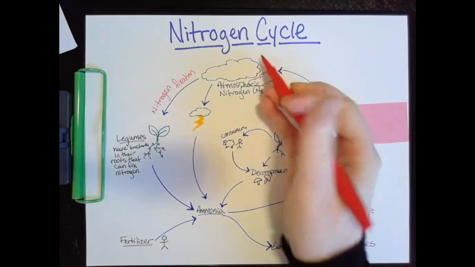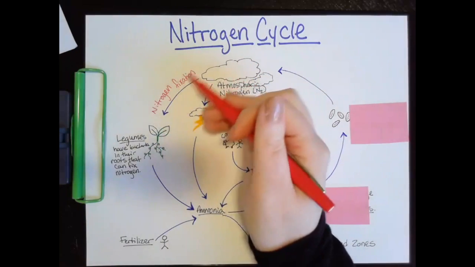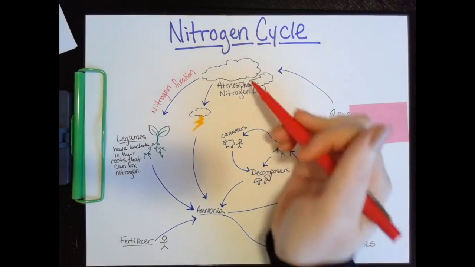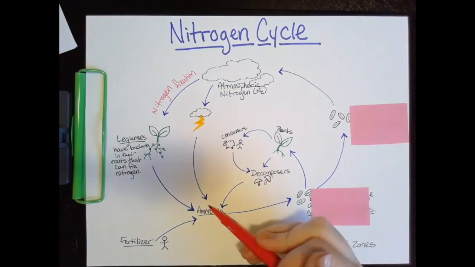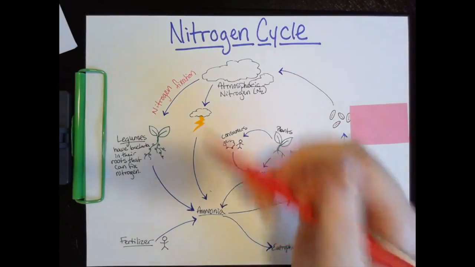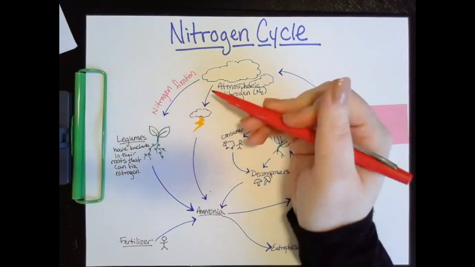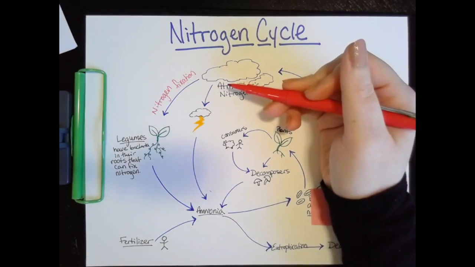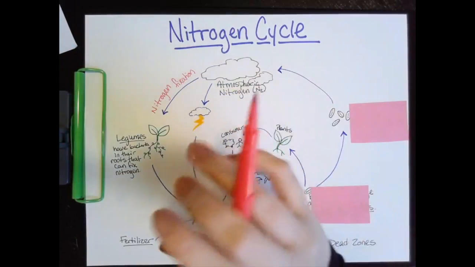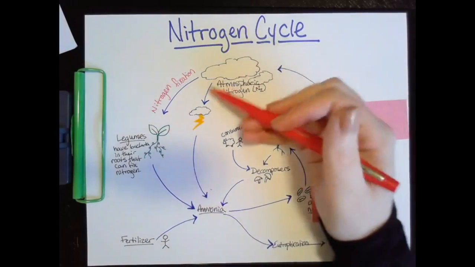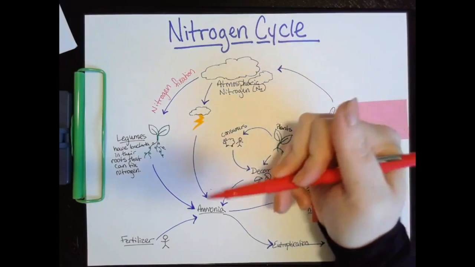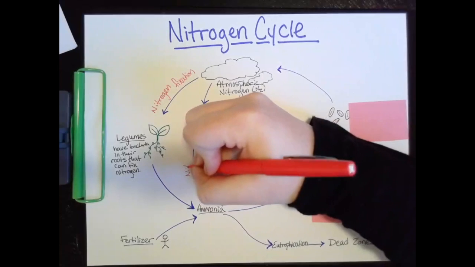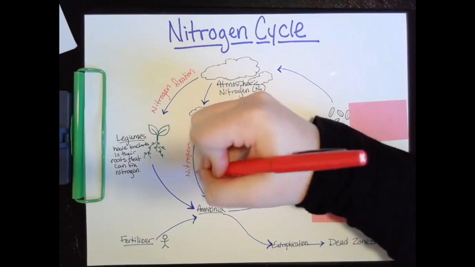So nitrogen fixation happens when the bacteria that you find in the roots of these legumes change atmospheric nitrogen into ammonia. There's another way that you can fix nitrogen. When we have lightning strikes, that really high energy that you get from lightning strikes can also change atmospheric nitrogen into ammonia. So we're going to label that one as well. Nitrogen fixation.